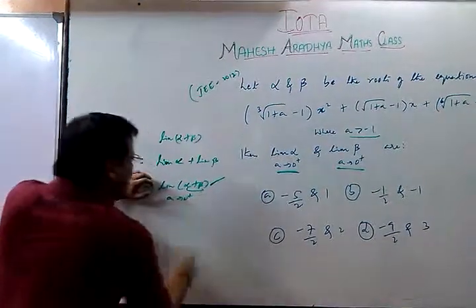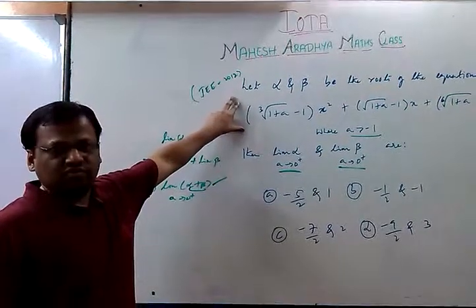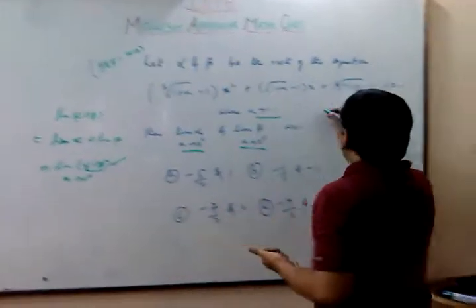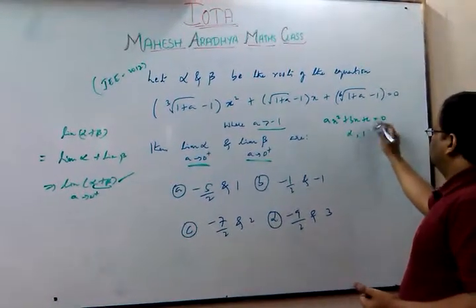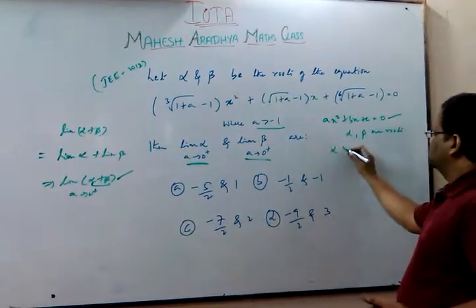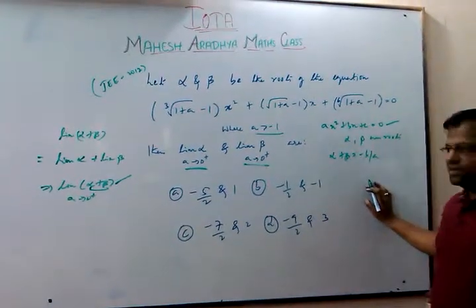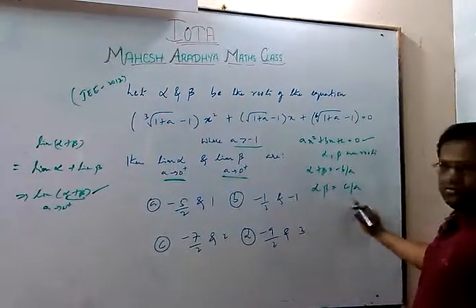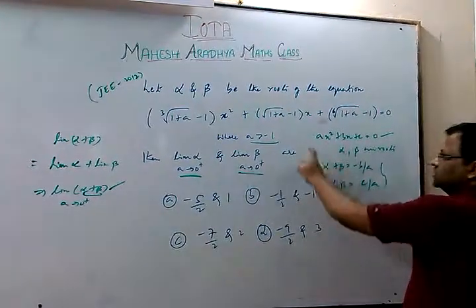Now alpha plus beta is nothing but the sum of the roots of a quadratic equation. If ax square plus bx plus c is equal to 0 is the quadratic equation and alpha, beta are roots, what is the sum of the roots? This is high school basics: minus b by a. Similarly, what is the product of roots? c by a. You know this.